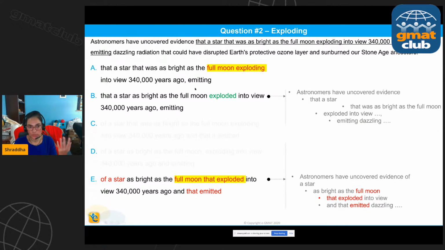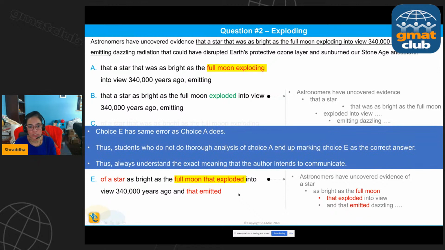We are just talking about how we could eliminate answer choices. Full moon exploding, full moon that exploded, this is definitely not the meaning that we wanted. And of course, as I told you, a lot of people choose choice E. Grammatically there is no issue here, but definitely the meaning is completely off.